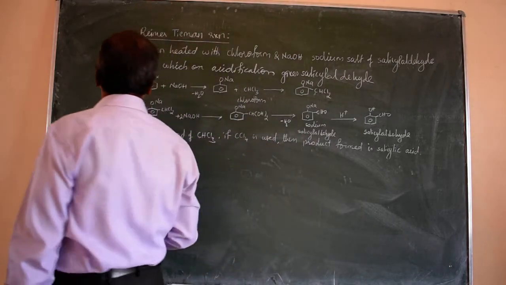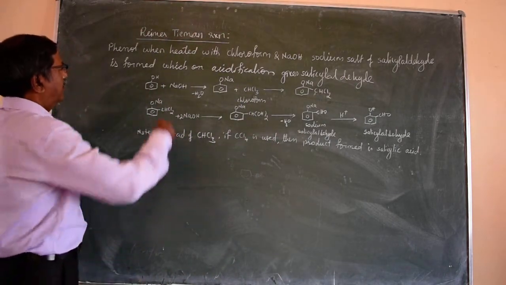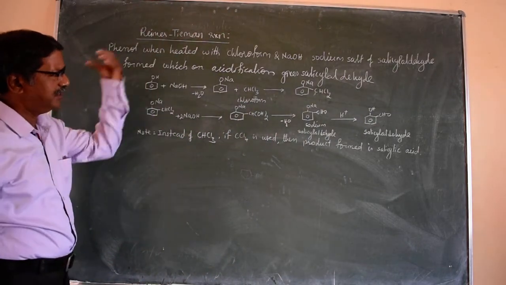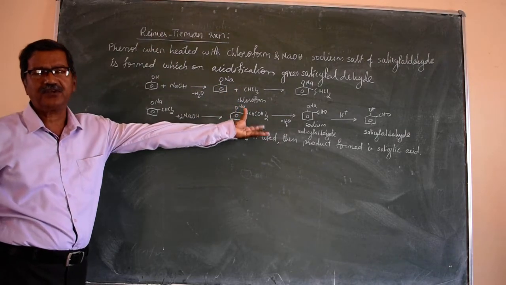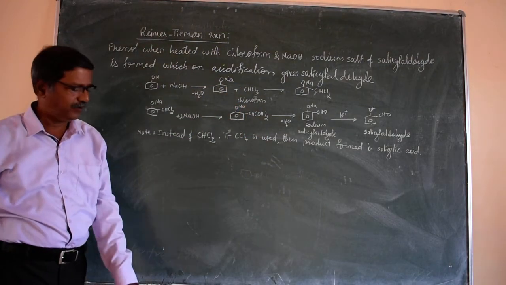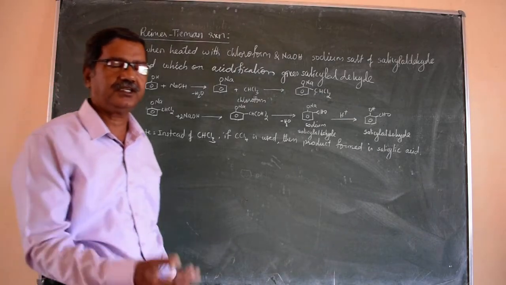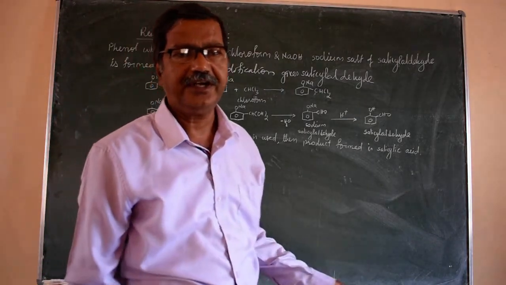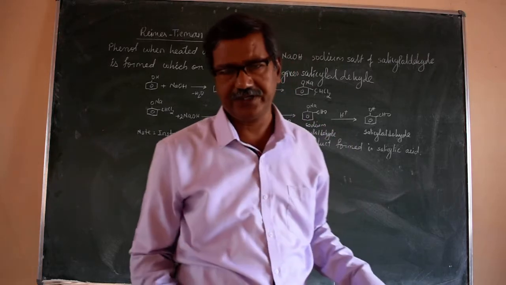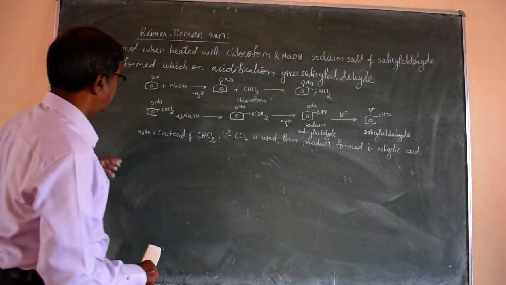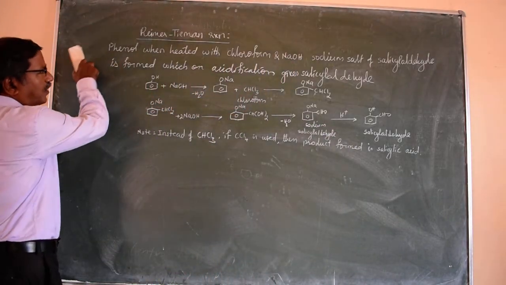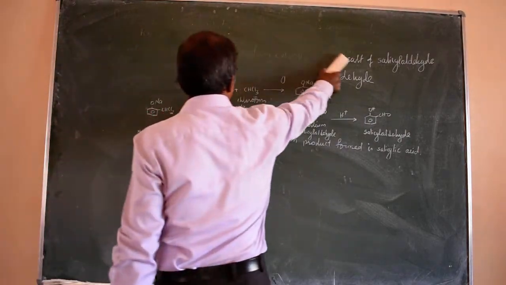So it is called the Reimer-Tiemann reaction. You may get salicylaldehyde or salicylic acid, after all it depends on what type of reactant you are using. If it is CHCl3, the product is salicylaldehyde. If it is CCl4, the product is salicylic acid. This reaction is important from the point of view of examination.